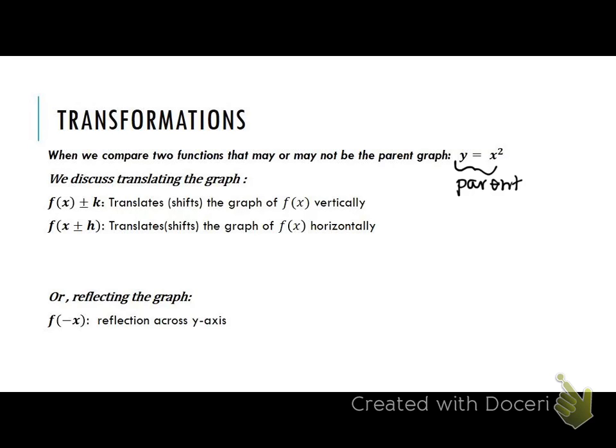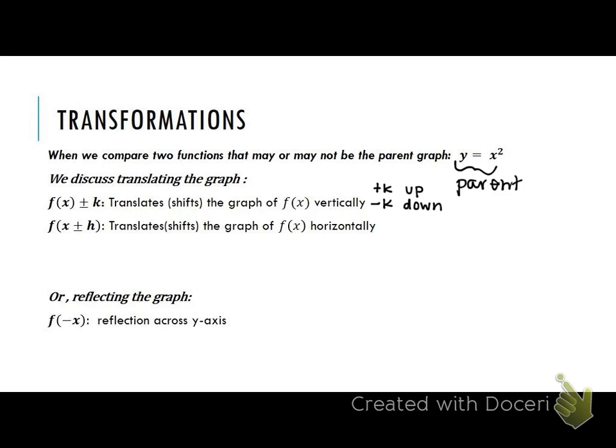We will discuss translating the graph, which is f of x plus or minus k, which translates the graph of f of x vertically. Remember what we talked about yesterday with k. If k is positive, we go up, and if k is negative, we go down. So it takes that original y equals x squared graph and shifts it up or down.